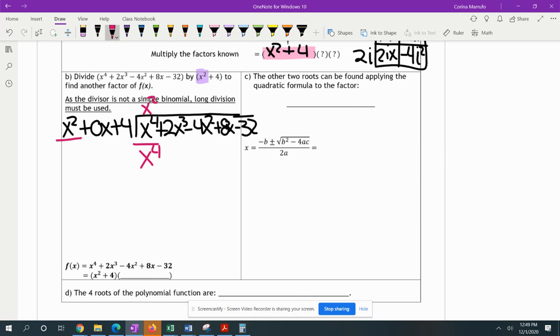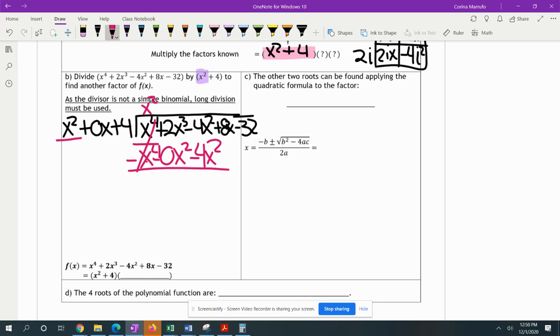x squared times 0x is 0x squared. x squared times 4 gives you 4x squared. Okay, and then we go ahead and subtract. So we put minus, minus, and minus. x to the fourth minus x to the fourth cancels.